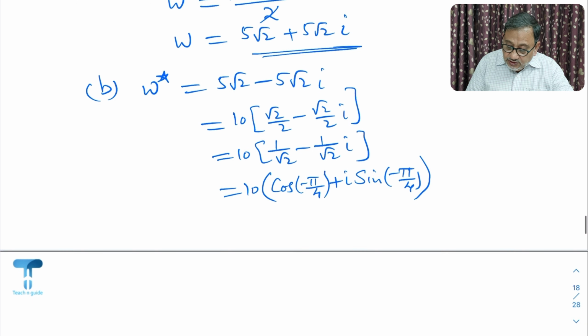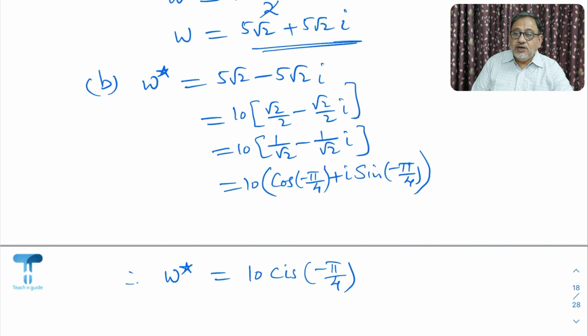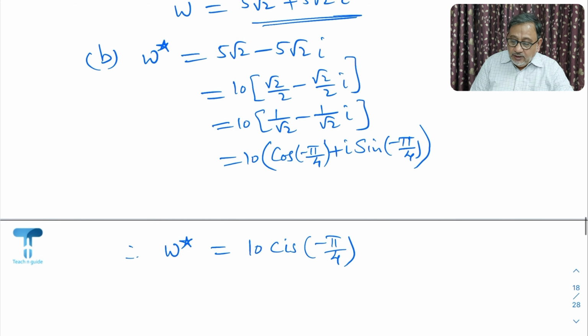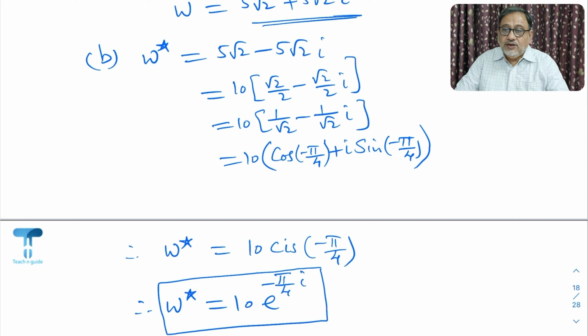So therefore w conjugate will be 10 cis minus pi by 4. I wanted to write like this because I wanted to have the argument separately. So therefore w conjugate is equal to 10 e raised to i theta, where i theta means minus i pi by 4, or minus pi by 4 i. Okay. So this is the answer of the second part. So I hope you understood this, right?